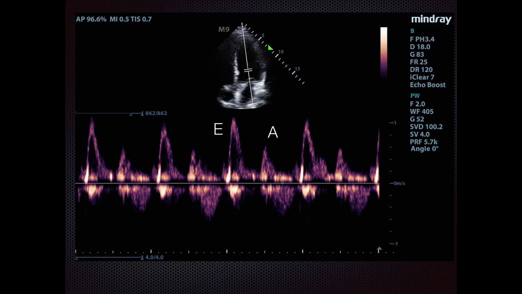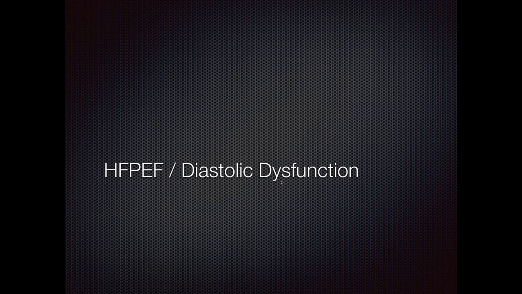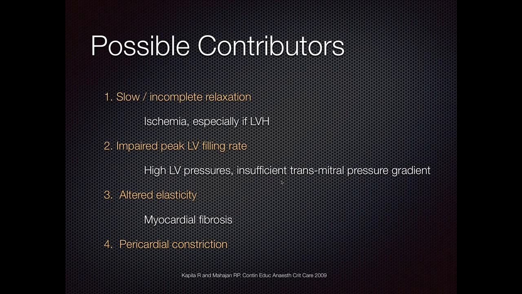Now let's talk a little bit about diastolic dysfunction. First off, lots of things can cause this. Either the left ventricle's relaxation is slow or incomplete, and we can see this in ischemia, especially in LVH, when it's harder to relax all that muscle. We can also see this if the left ventricle pressures are high or if there's insufficient transmitral pressure gradient. Alternatively, you can see this when the ventricle's elasticity is damaged, such as in fibrosis or infiltrative heart diseases. And lastly, we can see this in pericardial constriction, such as constrictive pericarditis.